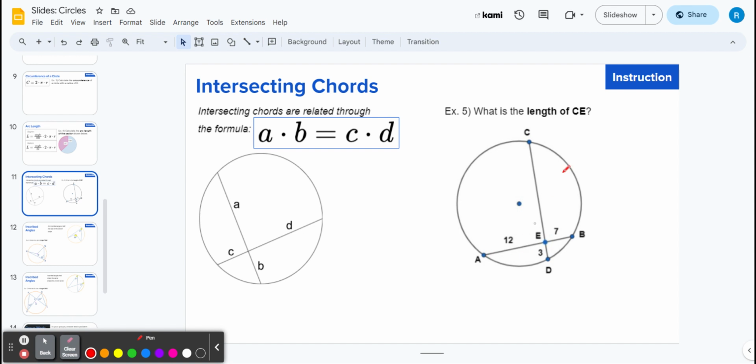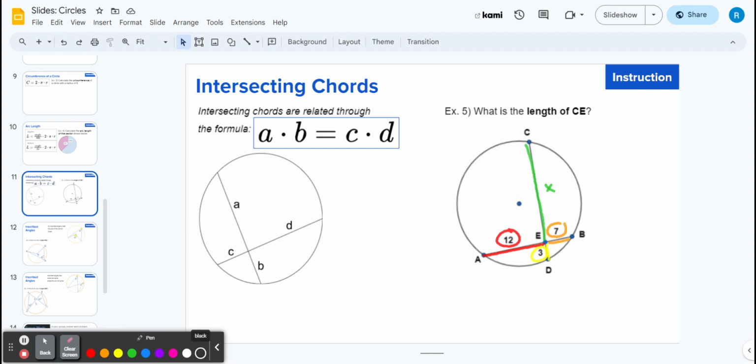In example 5, we have 2 chords that are intersecting each other. We know that one portion of our chord is 12. Another portion of that same chord is 7. And if we go to that different chord, we have a short leg of 3. And we have this long leg, which is unknown, which let's call x here.